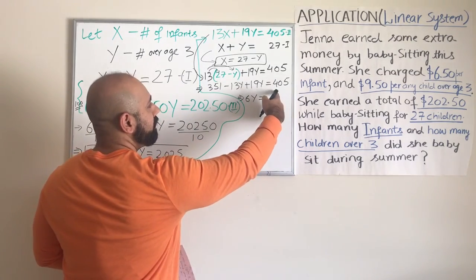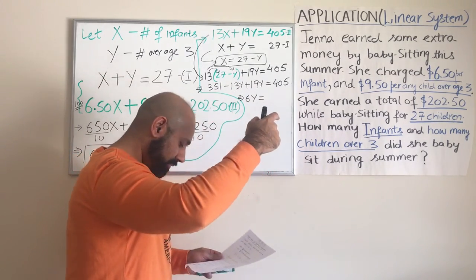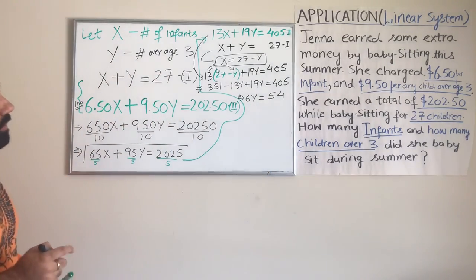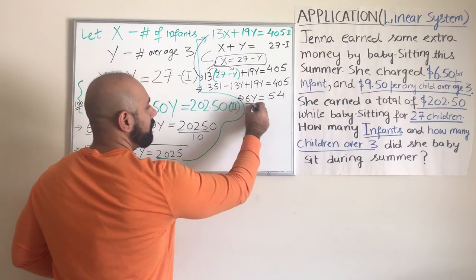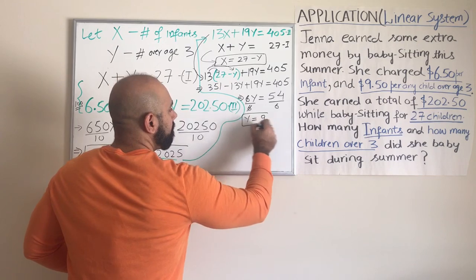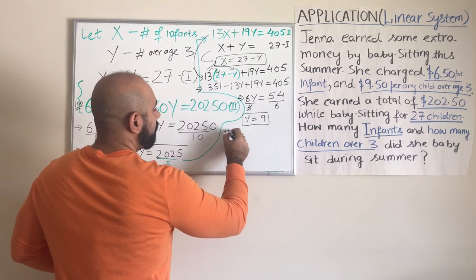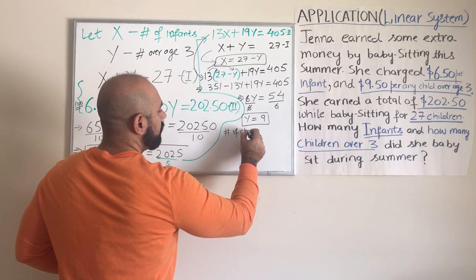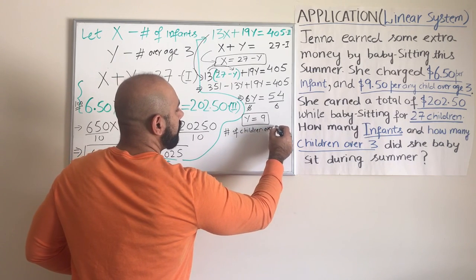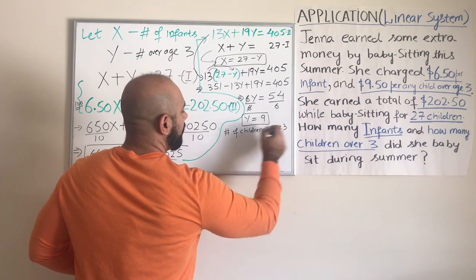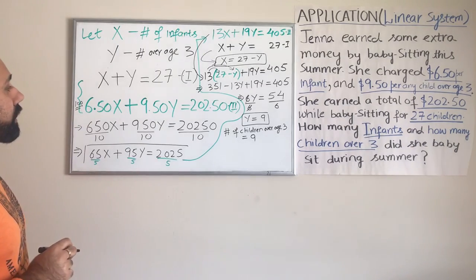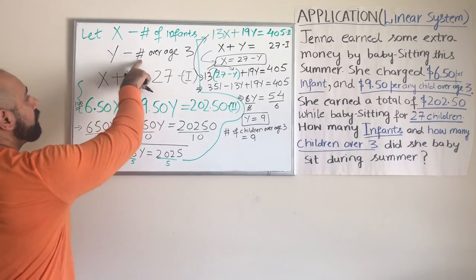When I subtract 351 from 405, I think I should get 54. Yes, that's what I have here. So I get 54 when I subtract that 351 from both sides. Now to get y by itself, I've got to divide both sides by 6. I do that, I get y equals 9. Y equals 9 means that the number of children over the age of 3 is 9.